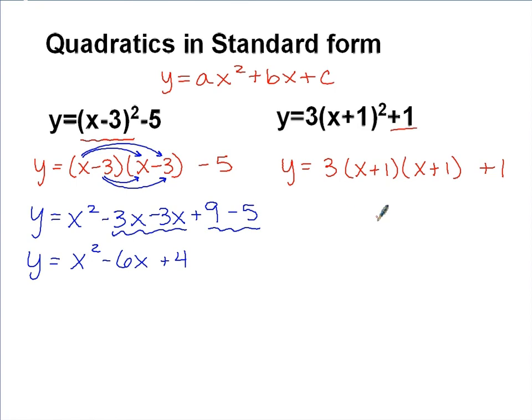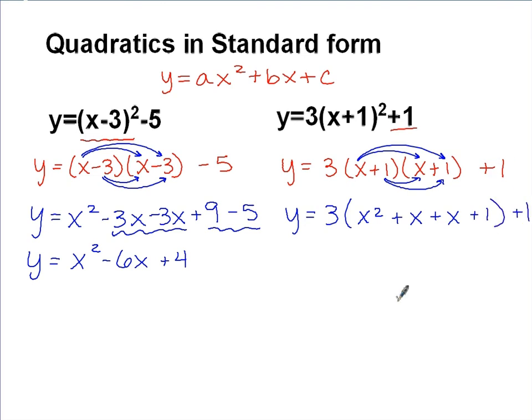Okay, the 3, I'm going to hang on to the 3 for a minute. I'm going to wait for that, and I'm going to actually just multiply these two binomials together first. So both terms in this first binomial have to be multiplied by both terms in the second binomial. And here's what I get. 3 times whatever happens when I multiply these two binomials. So x times x is x squared. X times 1 is 1x. Now this 1 times x is x, and 1 times 1 is 1. And again, don't forget this plus 1 out here.